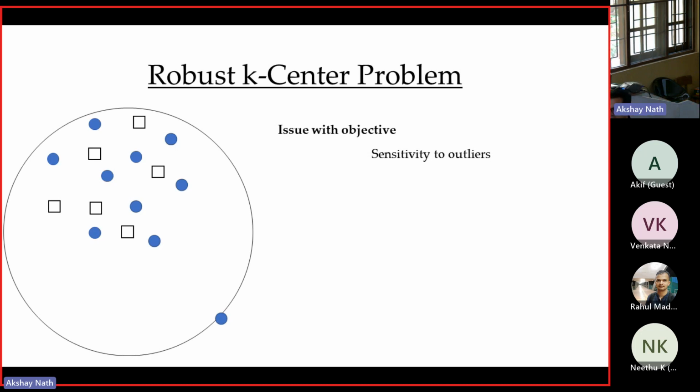So why are we solving this clustering problem? We're probably trying to get the clusters. Maybe the objective is just a means to an end, and that outlier will completely screw us. Right? So that's why this is an issue with the k-center objective.